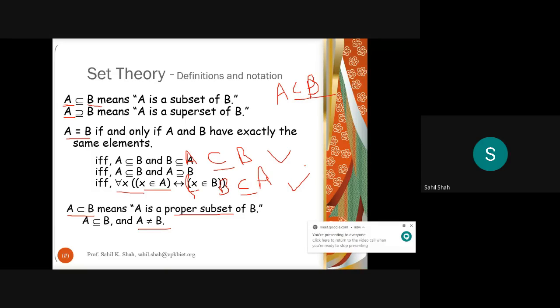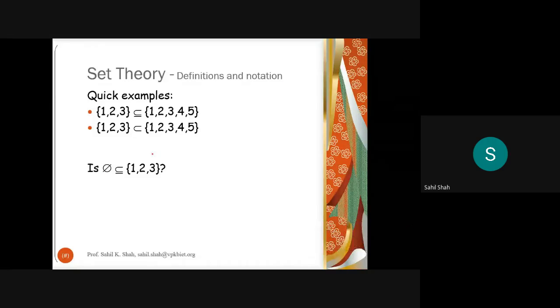Moving further. Examples for your practice, a quick practice. You can observe here we have been given two sets: {1, 2, 3} is a subset of {1, 2, 3, 4, 5}. My question is whether the first example is proper or improper. That is proper. Okay, whether this one or this one, when to write which?